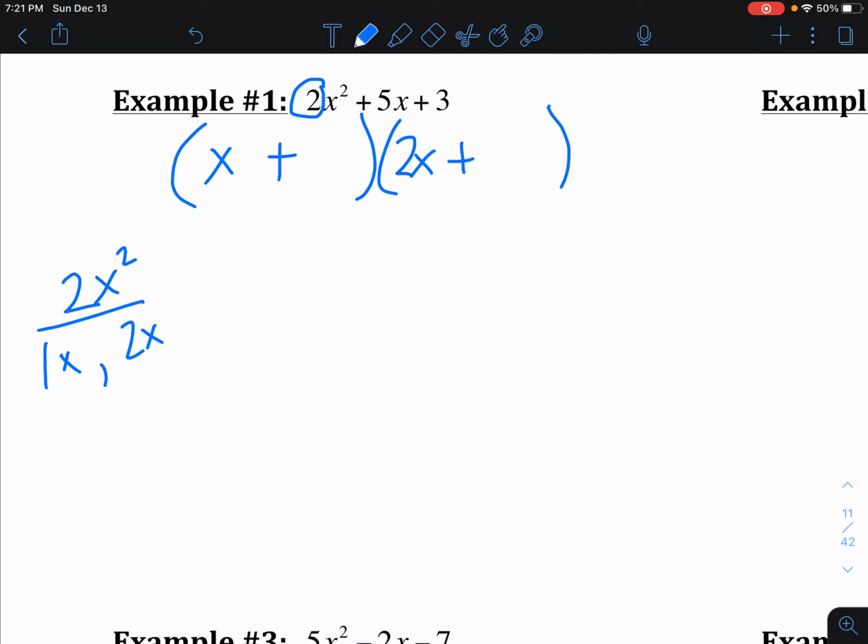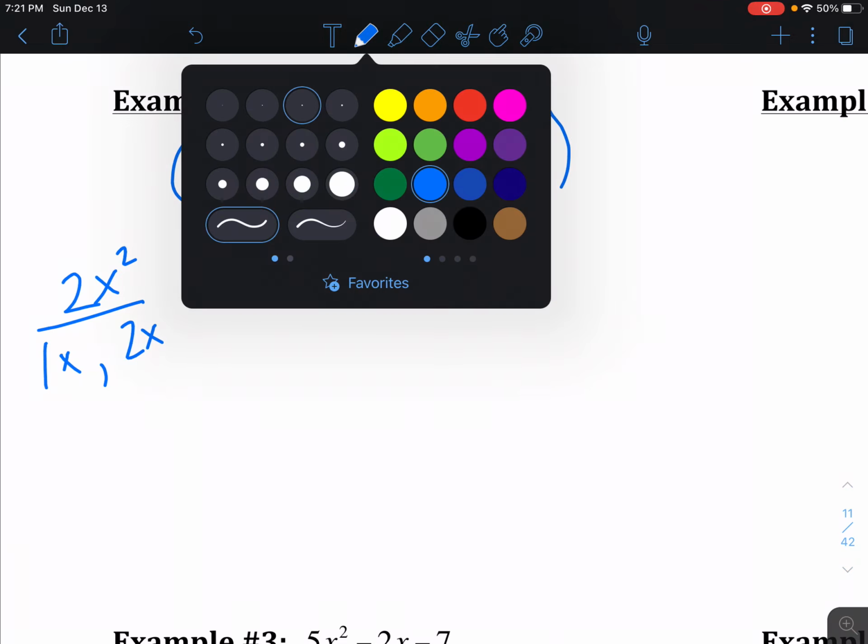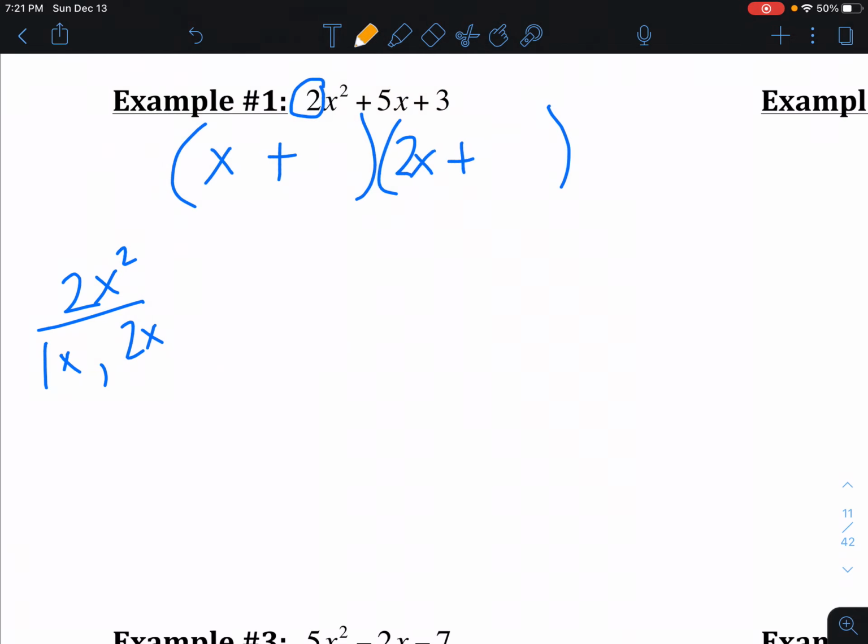So then we have to look at the C term, that 3 here. So we pull the 3 aside and go, okay, I need factors of 3. My only combination are 1 and 3. So we can either put 1 and 3 in the parentheses, or we should try it out and see if it can go 3 or 1. So let me show you what I mean there. So let's take a guess at 1, then 3.